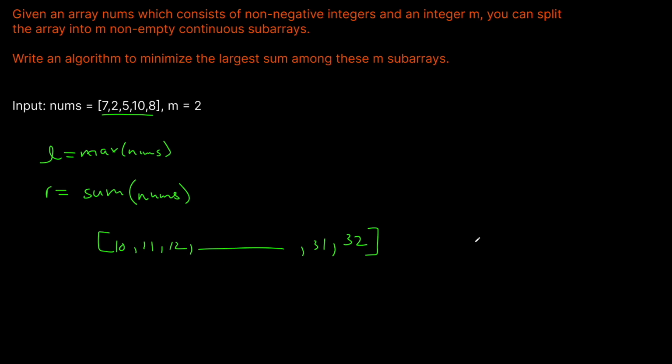And essentially what we want to do here is, because m is fixed, we're going to pick a sum and pretend like this is actually the largest sum that we can work with. We want to check whether or not we can actually get m subarrays if we split using that sum. Let's say we pick 10 as our sum. We're going to go into some function which checks whether or not the sum works for us. How many continuous subarrays can we make such that the maximum sum of one of those subarrays doesn't exceed 10?